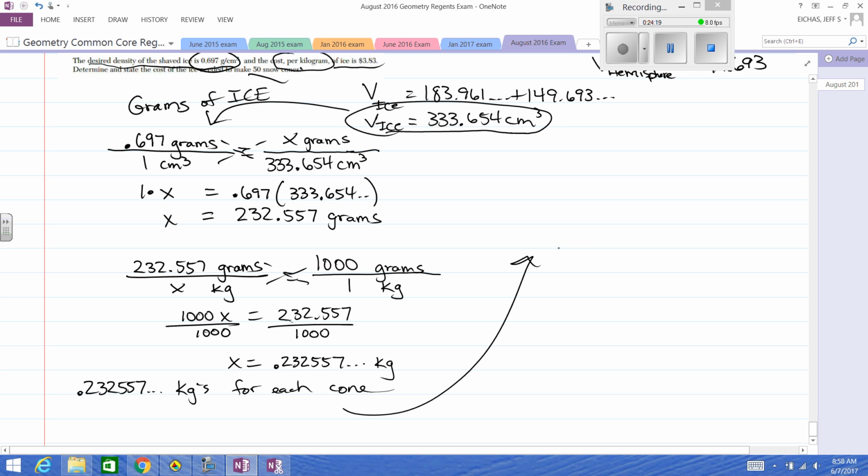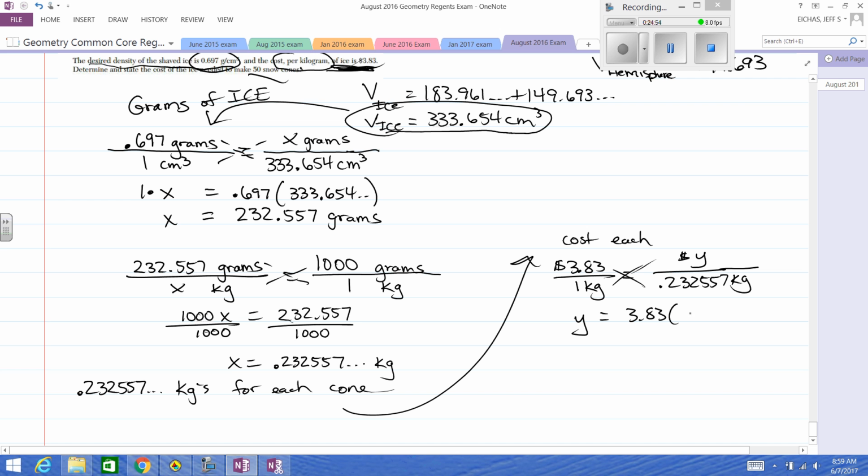Now let's go get a cost for each cone. Now, that cost is back up here. A little tricky. It's $3.83 for every 1 kilogram. Well, how many kilograms did we have? 0.232557 kilograms. So we're going to get a cost. We already used x, so let's use y. And again, we'll cross multiply. Let's ignore units of measure just for a minute and come back to them.